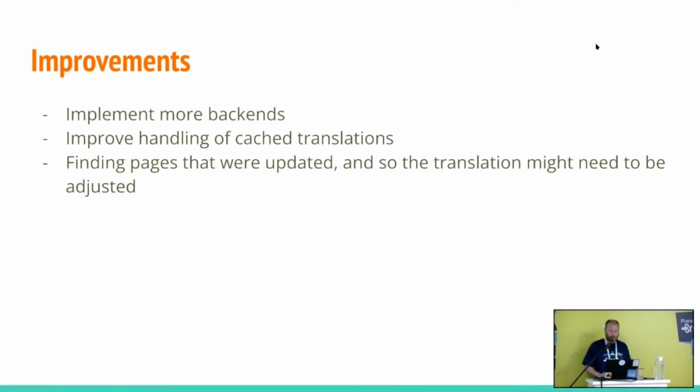So yeah, as I said, several improvements. Implement more backends. Maybe you can do something like a merge of different services, and then do some kind of load balancing to avoid costs, and translate a bit here and a bit on Bing and a bit on whatever other service. Improve the handling of cached translations. So when you have something that was cached, you change the glossary, you want to have it updated on the things that you have cached already. And also provide a way to make it very easy to find pages that were updated after they were already translated, so the cache doesn't show an outdated translation.